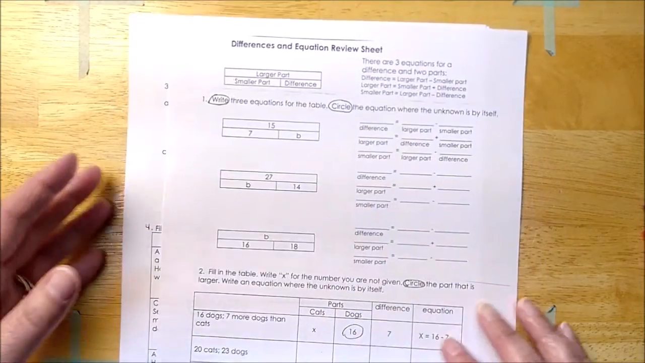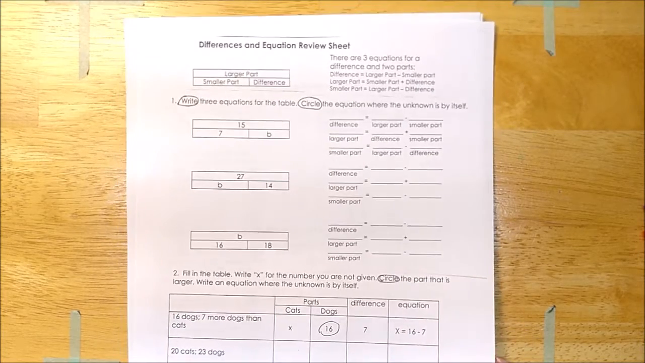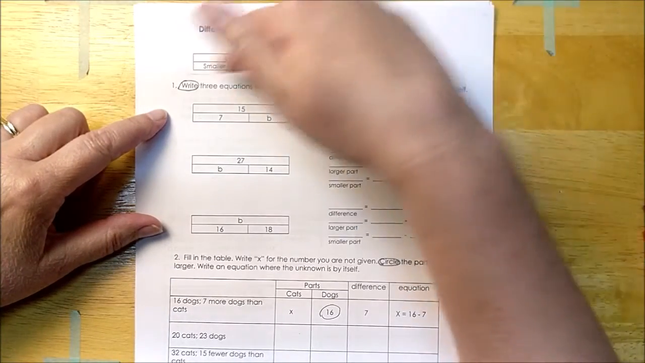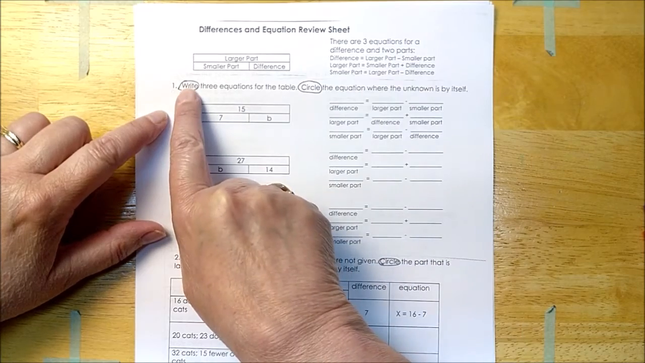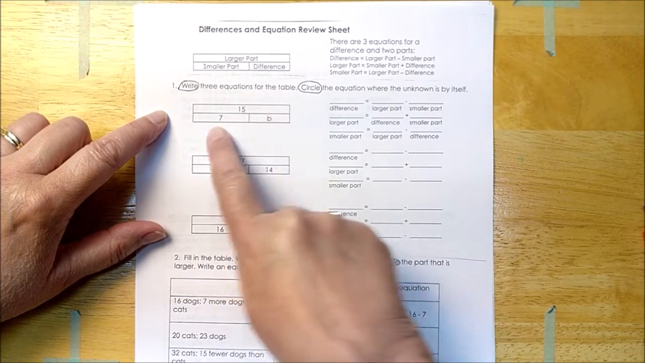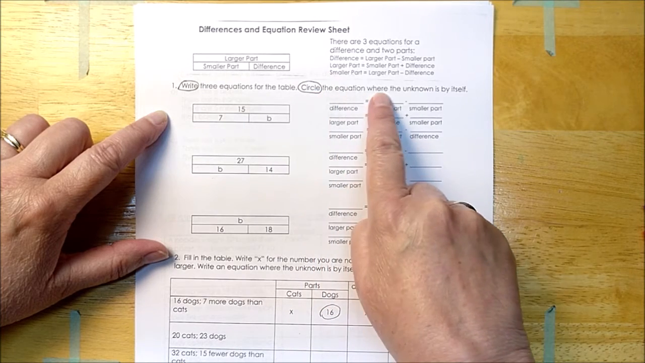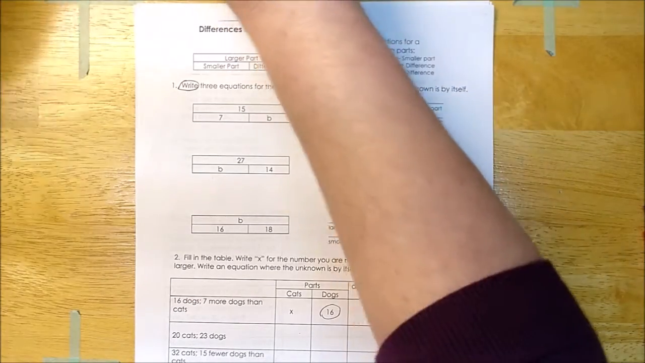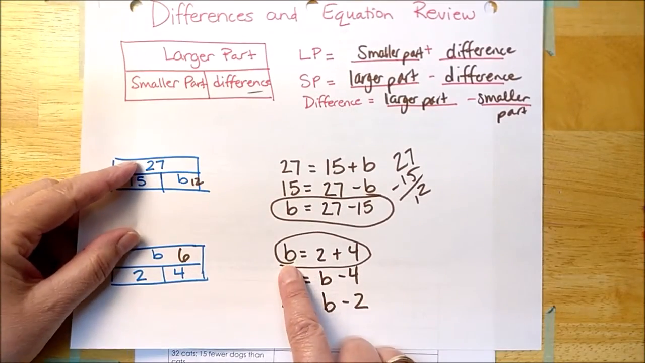So today's page is exactly like what you had in your workbook yesterday, except all the numbers are different. So just to remind you, here are your 3 equations, and there's your picture to help you. Here you need to write 3 equations for the table. So here's your table. You need to write those 3 equations. Then you need to circle the equation where the unknown is by itself. So the one where it's by itself. Just like when we did right here, we wrote these equations, and I circled the ones where the B was by itself.